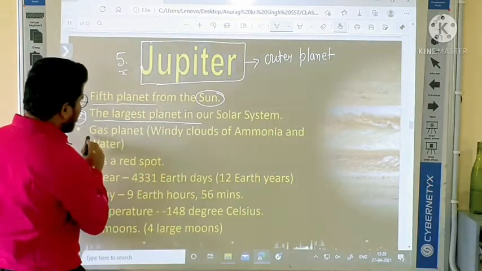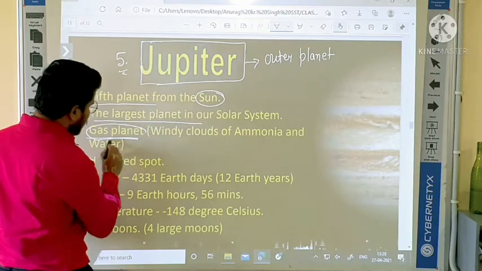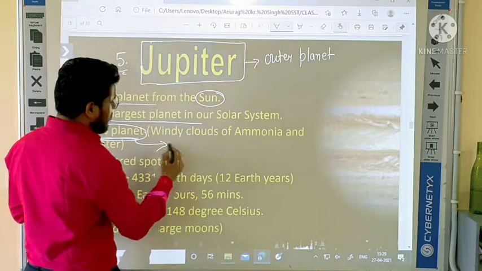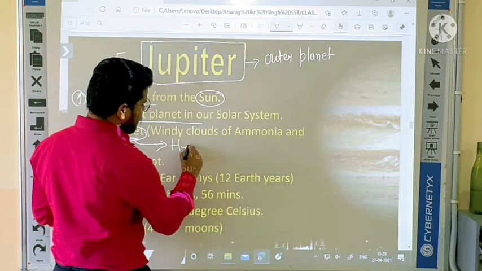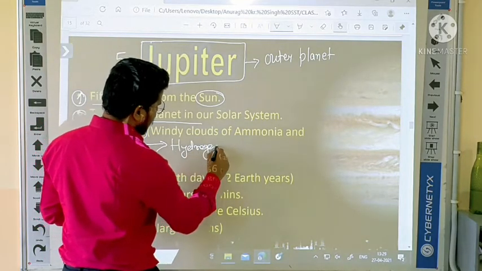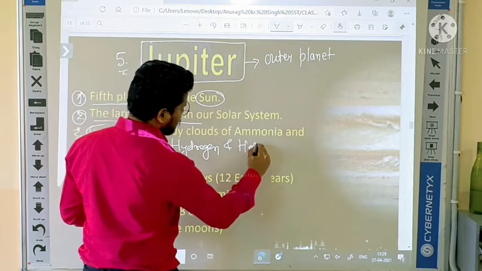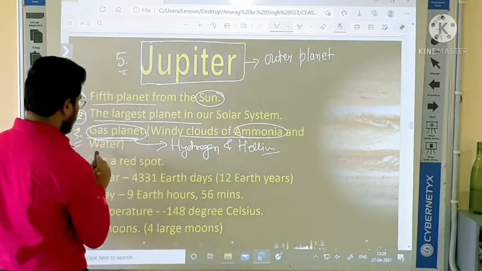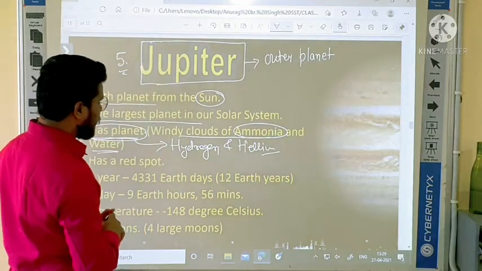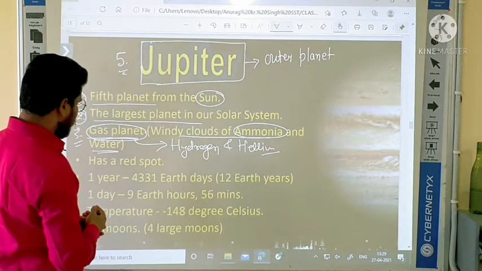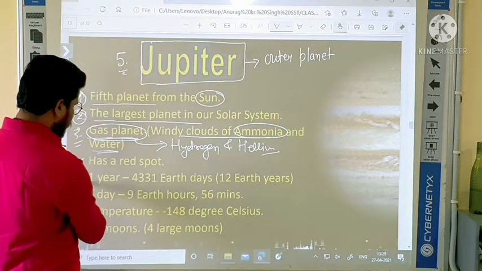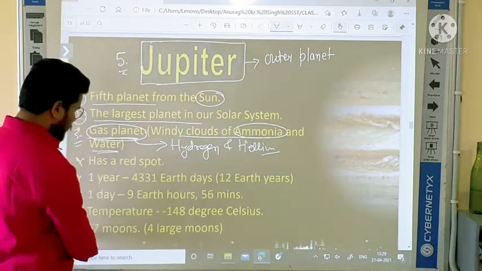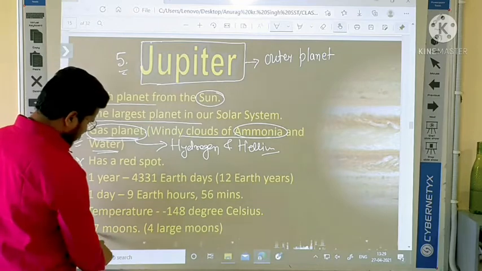It is known as a gas planet. Do you know why it is known as a gas planet? It is our third point, because it is made up of hydrogen and helium, also including clouds of ammonia and water. Now leave this point, leave 1 year, 1 day, there is no need to go through it. And temperature, yes, this is our main point.